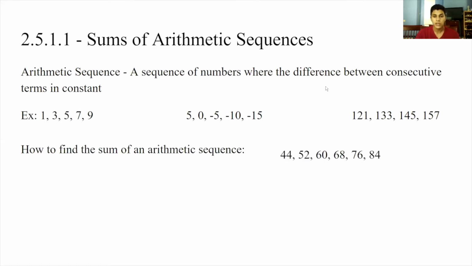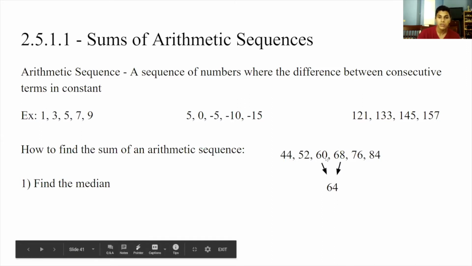So now we're going to talk about how to find the sum of arithmetic sequences. I have this example here, 44, 52, 60, 68, 76, 84, which is the arithmetic sequence that we're going to find the sum of, which means finding the sum of all the different terms in that sequence. Of course, you could add up all the different terms, 44 plus 52 plus 60 plus 68 and so on. That's a little bit redundant, so we're actually going to use a different method.